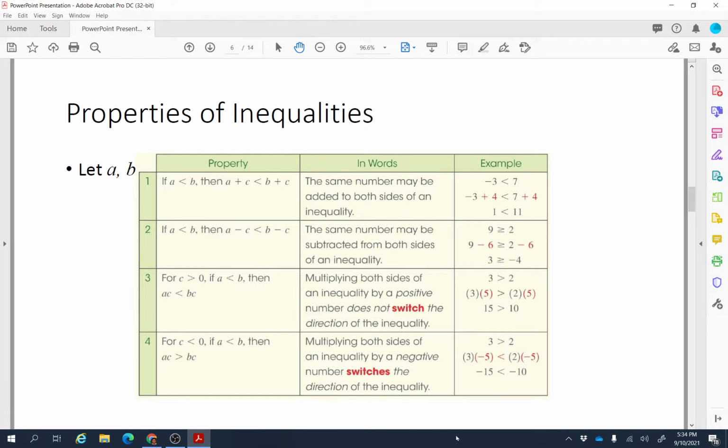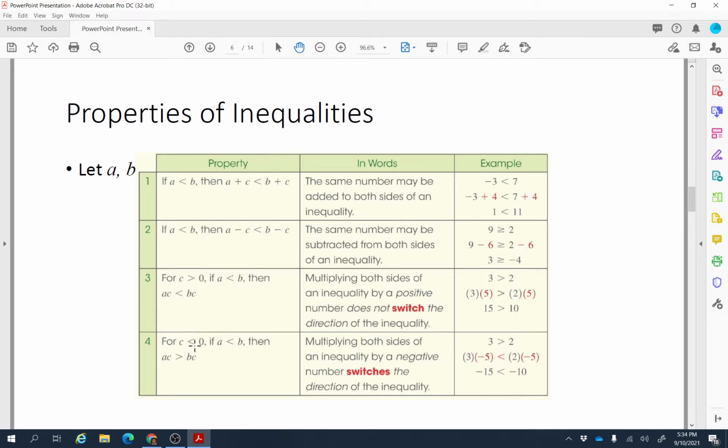So let's say a, b, and c are three real numbers. The property is: if a is less than b, and you add c to both sides, then that sum a plus c would still be less than b plus c. If a is less than b, then we can subtract the same value from both sides and the inequality would be the same. If c is a positive number and a is less than b, then we can multiply both sides by that positive number without changing the sign.